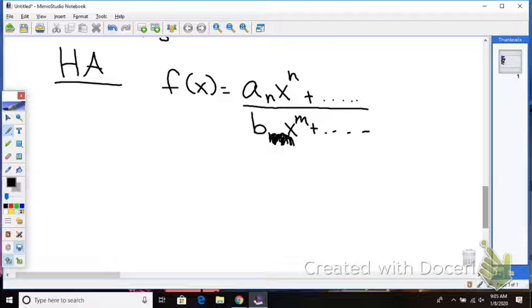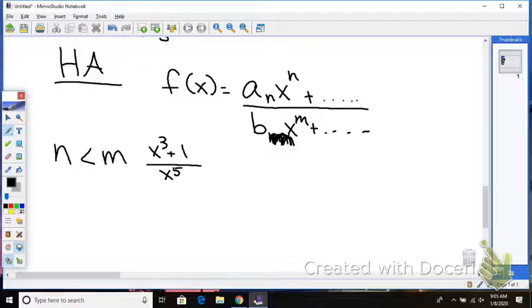I want to focus on these exponents here. The top one is the N, the bottom one is the M. So this is how we figure out our asymptotes. We don't do any math, we just look at the problem that's given to us. So the first one is if your N is less than your M. So for example, if it looks like x to the third plus 1 over x to the fifth.